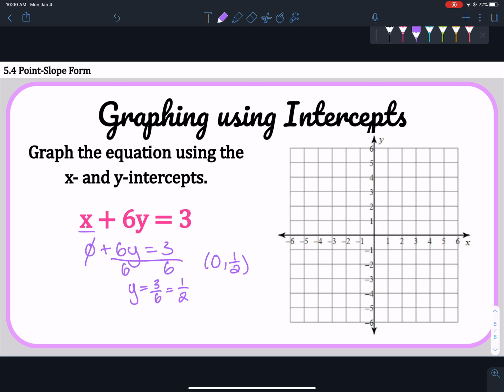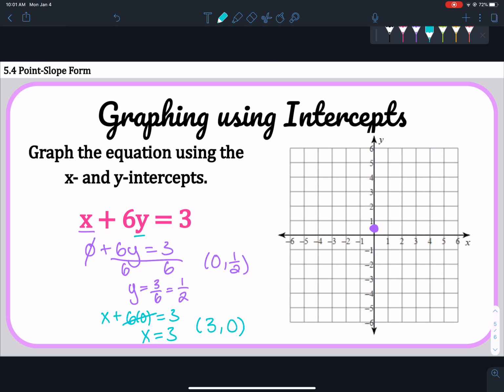In this case, we can pretty much graph this. It's going to be in between 0 and 1 on the y-axis, so kind of right here in the middle. Okay. Then I can solve for my x-intercept. So x plus 6y is equal to 3. I'm supposed to plug in 0 for y, and then the 6 times 0 cancels out. And in this case, we just get x is equal to 3. Not much that we have to do there. And the point is (3, 0).